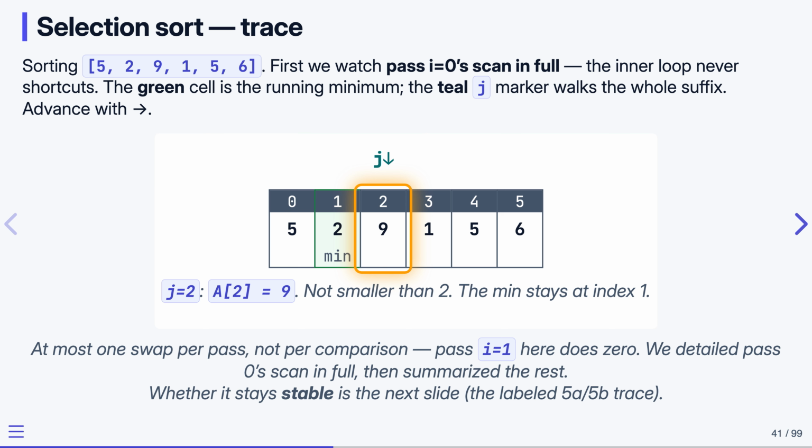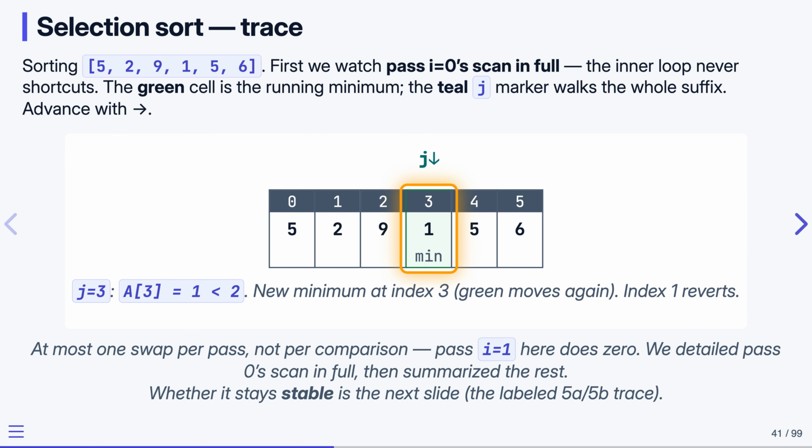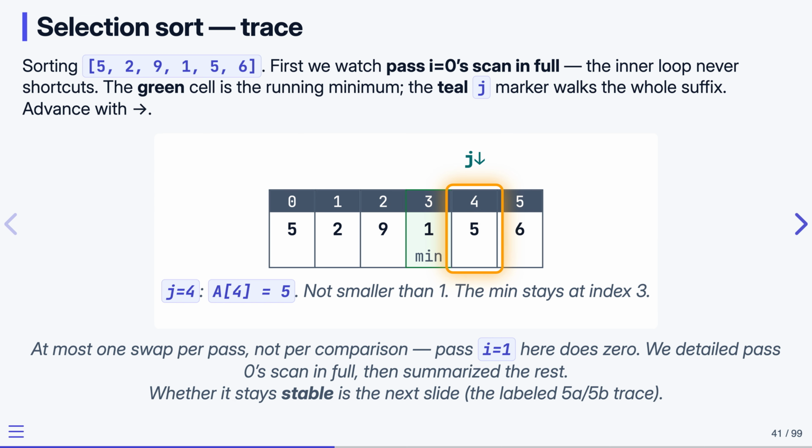J moves to index 2. The value is 9. 9 is not smaller than 2, so the smallest stays at index 1. The scan does not stop early. J moves to index 3. The value is 1, which is less than 2, so 1 is the new smallest in green. J moves to index 4. The value is 5. 5 is not smaller than 1, so the smallest stays at index 3.